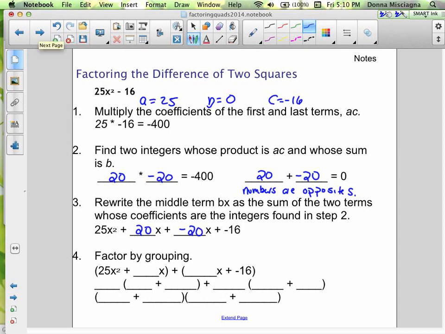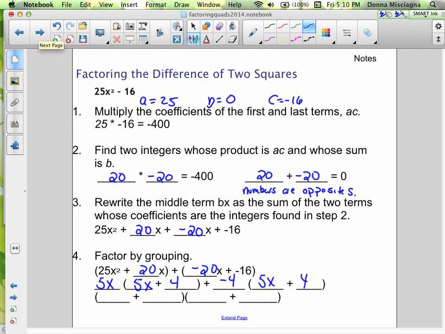Right? And the first two are a group. The second two are a group. Right? So 25x squared and 20x are both divisible by 5x. 25x squared divided by 5x is 5x. 20x divided by 5x is 4. Negative 20x and negative 16 are divisible by not 4, but negative 4. You want to pull that negative out. Negative 20x divided by negative 4 is going to give us a 5x. Negative 16 divided by negative 4 is a positive 4.